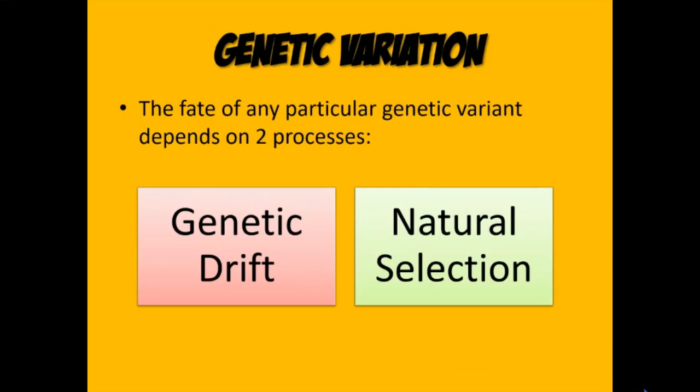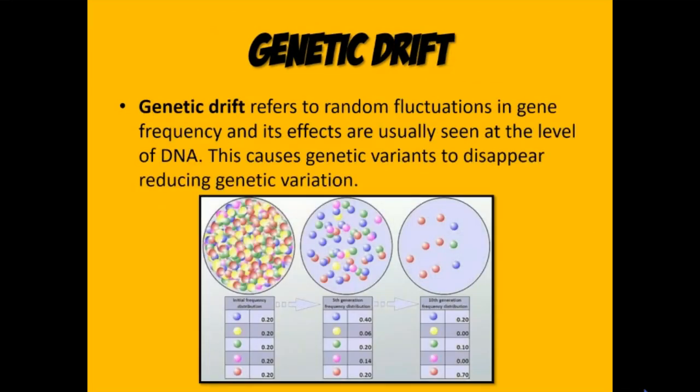The fate of any particular genetic variant depends on two processes. They are the genetic drift and natural selection. And the genetic drift refers to random fluctuations in gene frequency, and its effects are usually seen at the level of DNA. This causes genetic variants to disappear, reducing genetic variations.